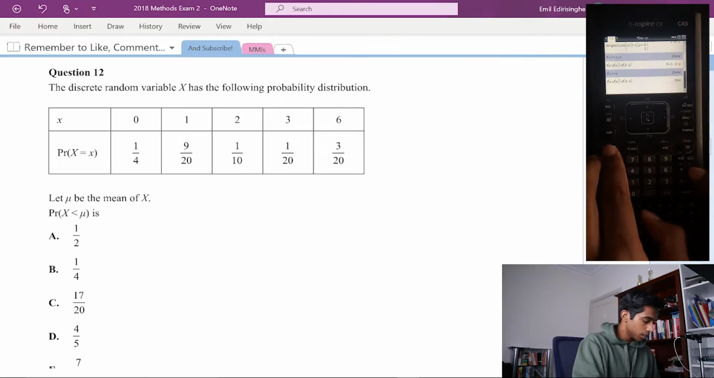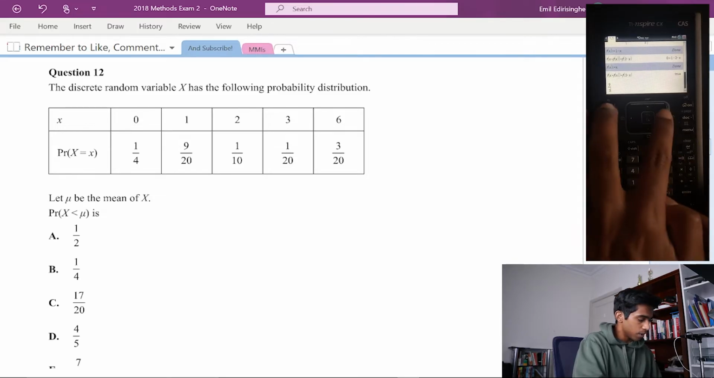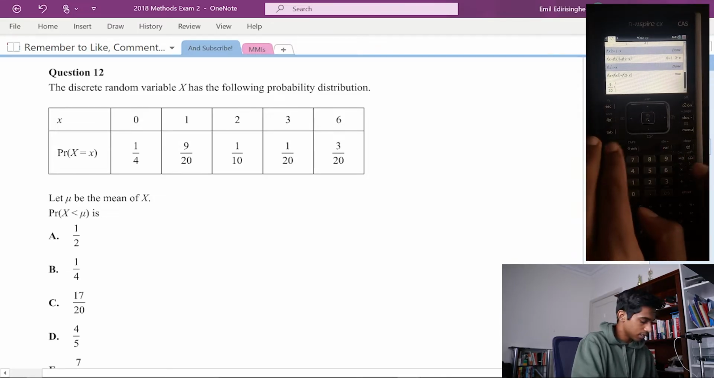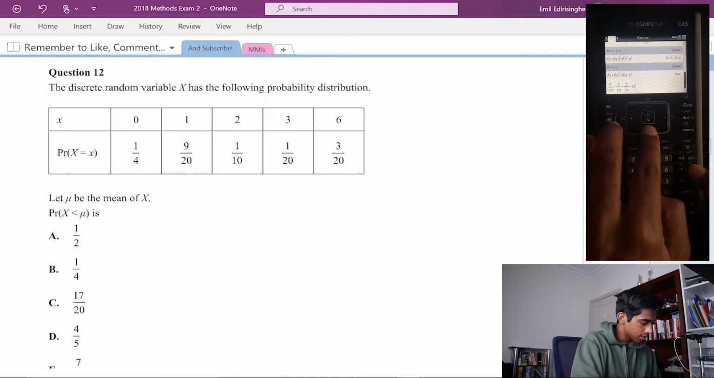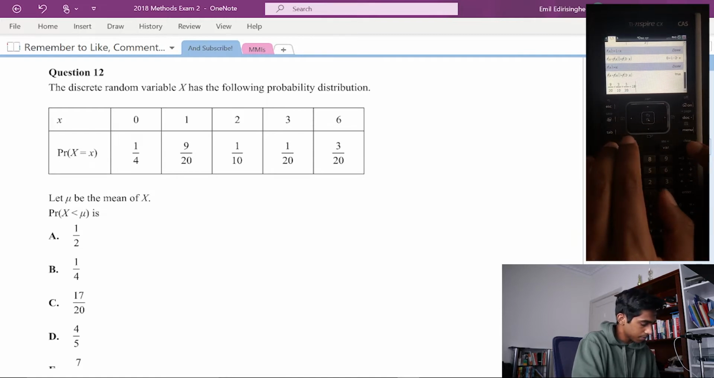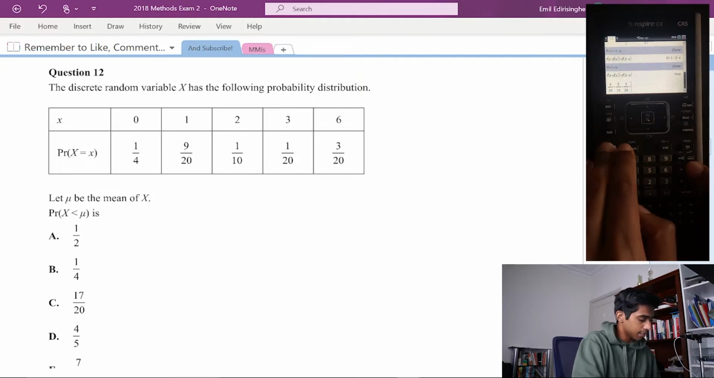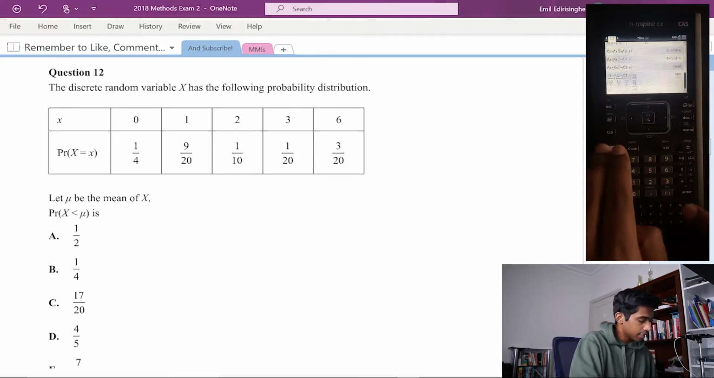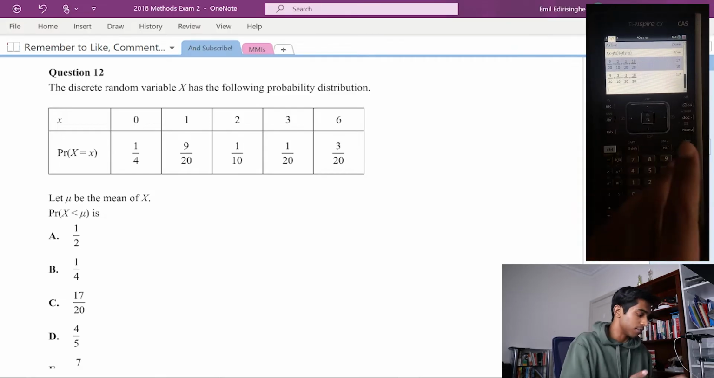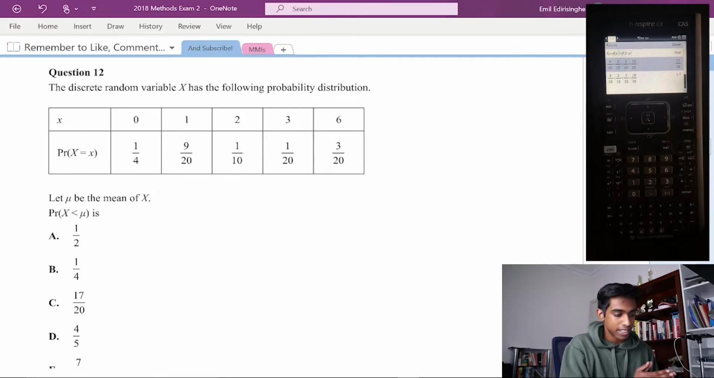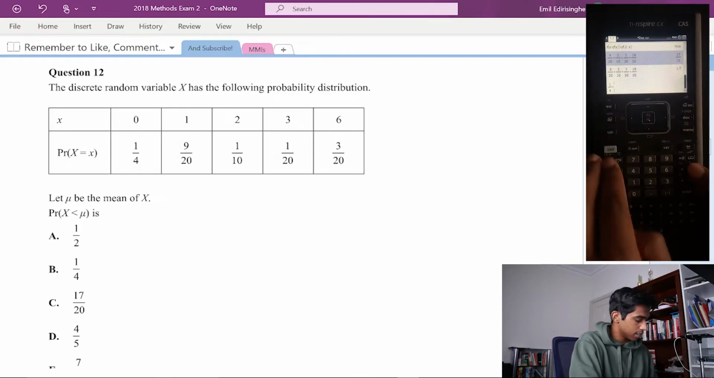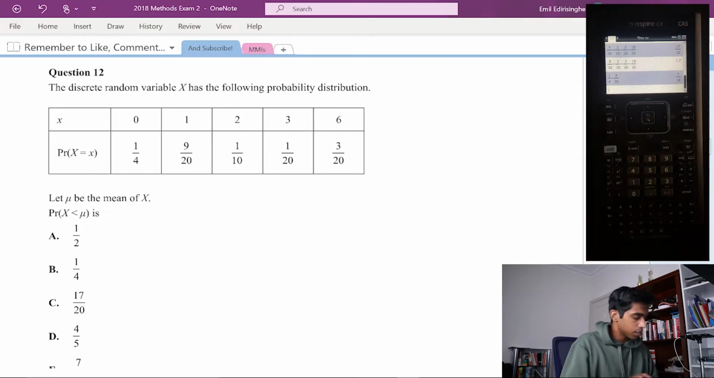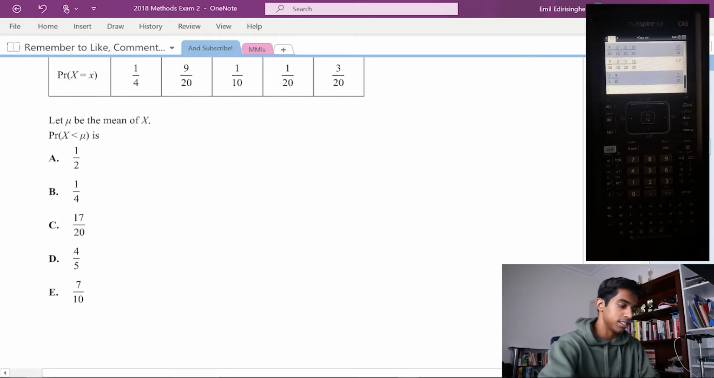So I've got 9 on 20 plus 2 on 10 plus 3 times 1 on 20, 3 on 20, plus 18 on 20. That gives us 17 on 10, which is roughly equal to 1.7. So the probability that x is less than the mean is going to be 1 on 4 plus 9 on 20, which gives us 7 on 10, which is E.